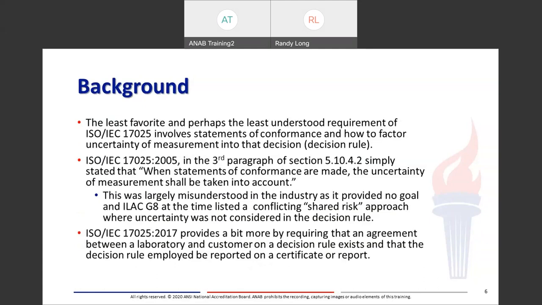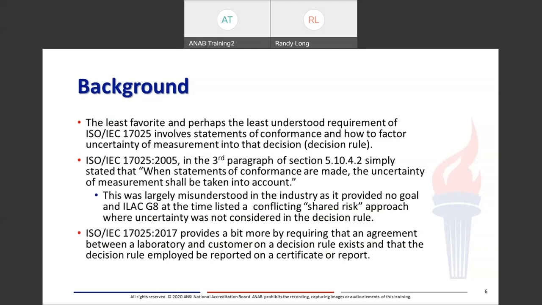The least favored and perhaps least understood requirement of 17025 involves statements of conformance and how to factor uncertainty of measurement into that decision, or what's called a decision rule these days. In 17025-2005, it was a very vague statement: when statements of conformance are made, the uncertainty of measurement shall be taken into account.